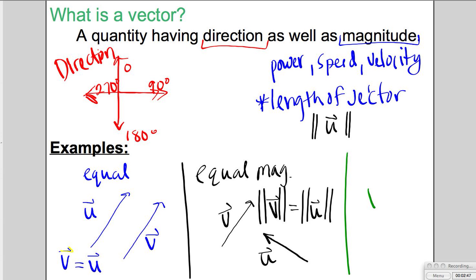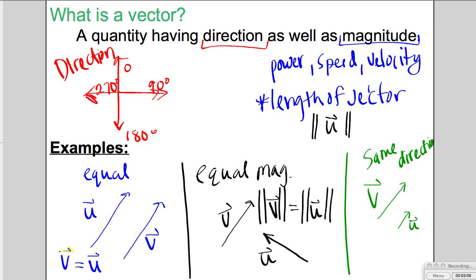The final example, we'll look at ones that have the same direction. If we look at v, it's going in this direction. If u were going in the same direction, these two would have the same direction, but different magnitudes. Because they're parallel, they're both pointing in the same direction, but v is definitely longer, therefore stronger than u.